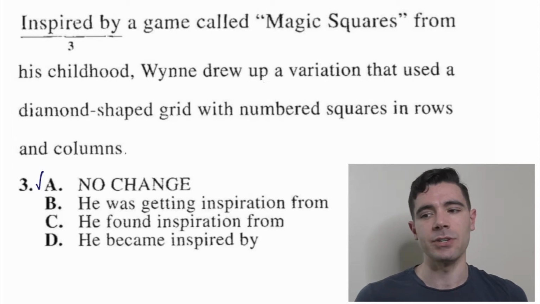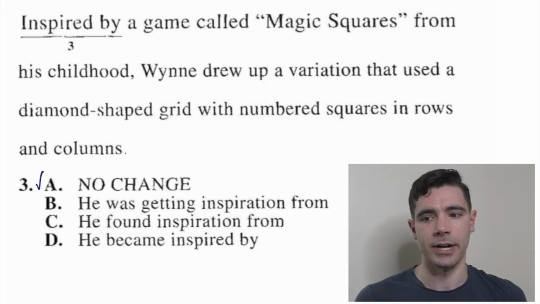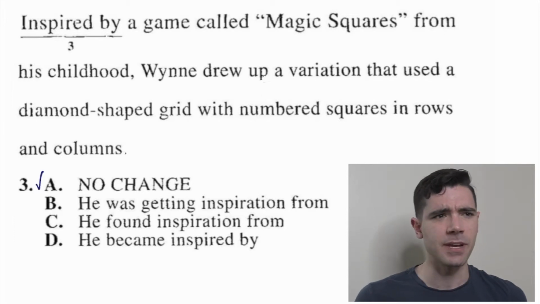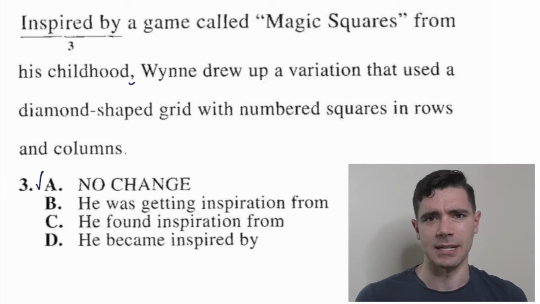He was getting inspiration from a game called Magic Squares from his childhood, Wynne drew up a variation. Well, wait. That just made the first part of the sentence an independent clause, because that could be its own sentence. And then we had a comma, and it said Wynne drew up a variation that used a diamond-shaped grid, and that part could also be a complete sentence. So we have what's called a comma splice, the most common error in the ACT English.